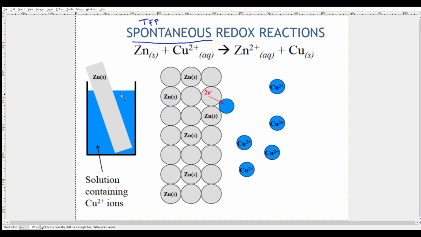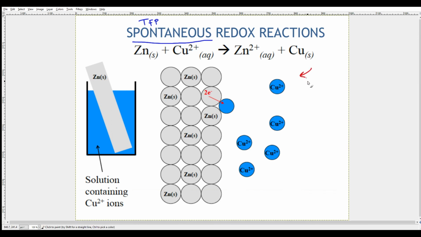So what we have here is a strip of zinc placed into a solution containing copper ions. It really doesn't matter what the solution is. It could be copper sulfate, copper nitrate, or copper fluoride. It doesn't matter as long as whatever other ion is in solution doesn't interfere with your zinc. So we have a bunch of copper floating around.